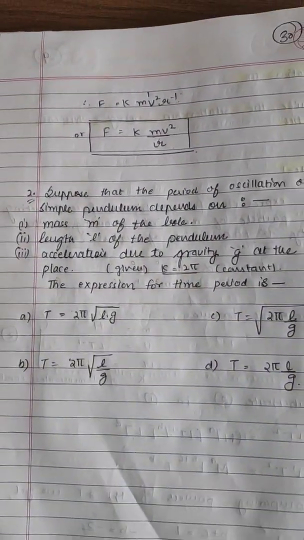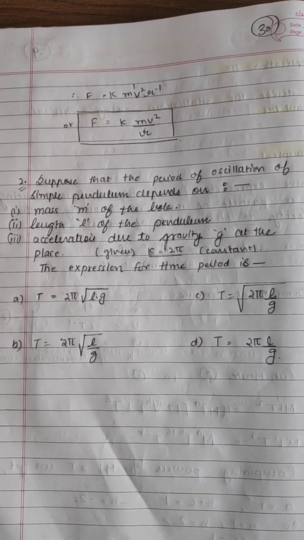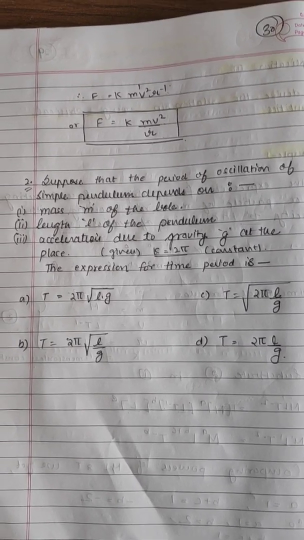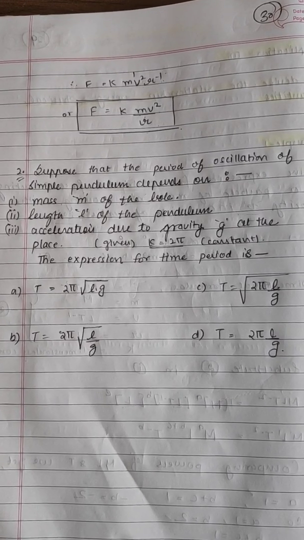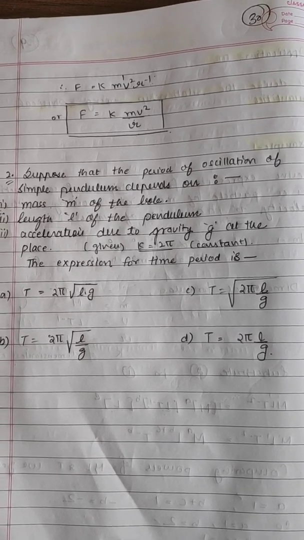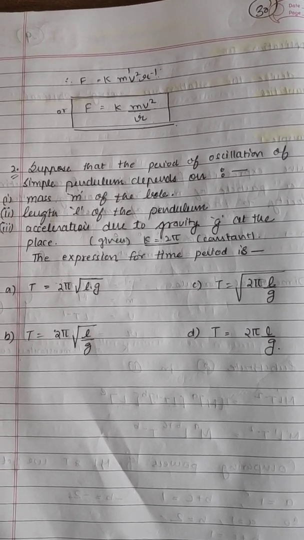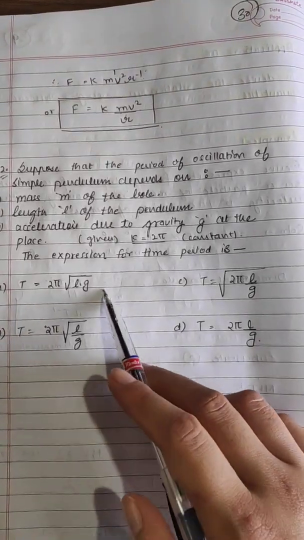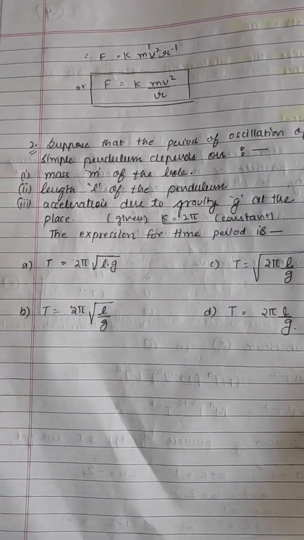Let's do another example now. Suppose that period of oscillation of simple pendulum depends upon mass, length and acceleration. Now these three things are given to you. That time period is dependent upon these three things. And k is also given to you, that is 2 pi, that is a constant. The expression for time period will be, now 4 options are given. You have to choose the correct one.